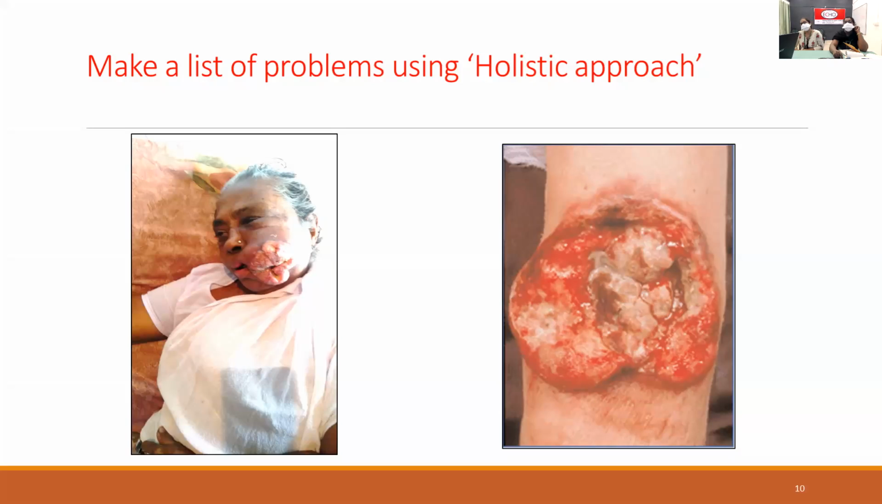Physical problems: unable to swallow due to pain. Infection, bleeding, right? Unable to speak. Eat and chew, right? Very good. Food intake will be a major problem. Bleeding, disturbed body image, low self-esteem. Depression, that will go in psychological, okay.